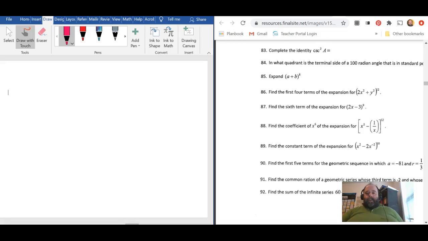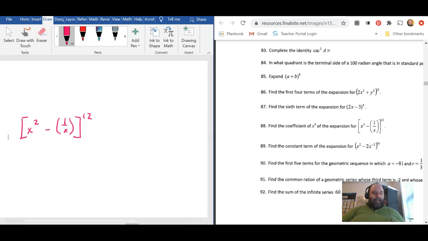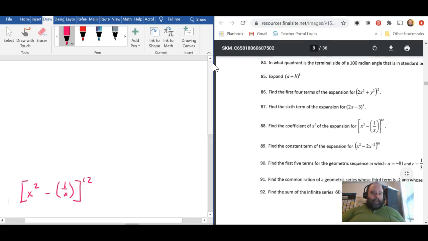Okay, so we need the coefficient for the x to the sixth term of the expansion of x squared minus 1 over x to the 12th. Okay, so binomial expansion, there's a trick that can be used here called Pascal's triangle.